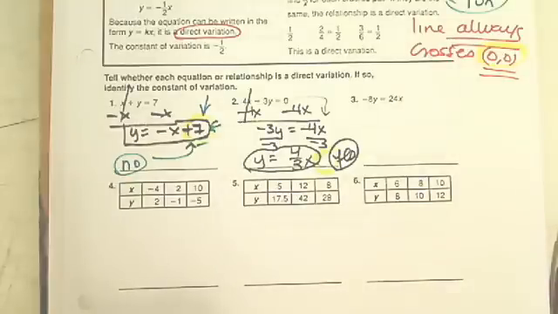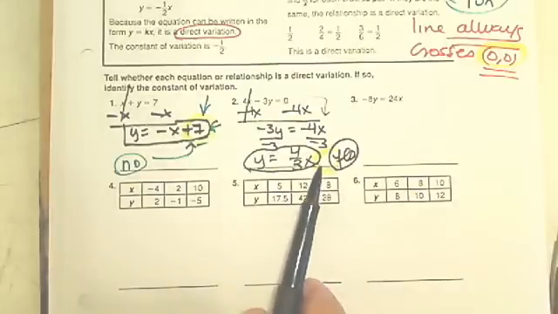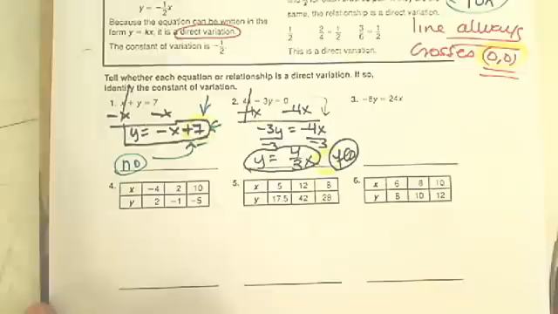Questions? Then if it had been negative, go down 4 but to the right 3. Down 4 but to the right 3. That will still be direct variation because it still didn't have a number at the end. It still starts at 0, 0.